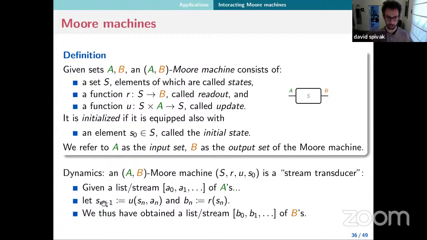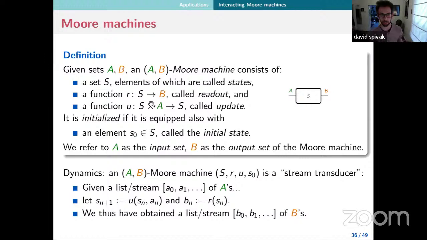We already got our zeroth state. We define the N plus first state to be the update applied to the nth state and the nth input. And then we could define the nth output to be the readout of the nth state. And by doing that, we get a list or a stream of B's. So we draw it this way because we imagine a list of A's coming in and a list of B's coming out, but it's really just this data here that allows us to do that.